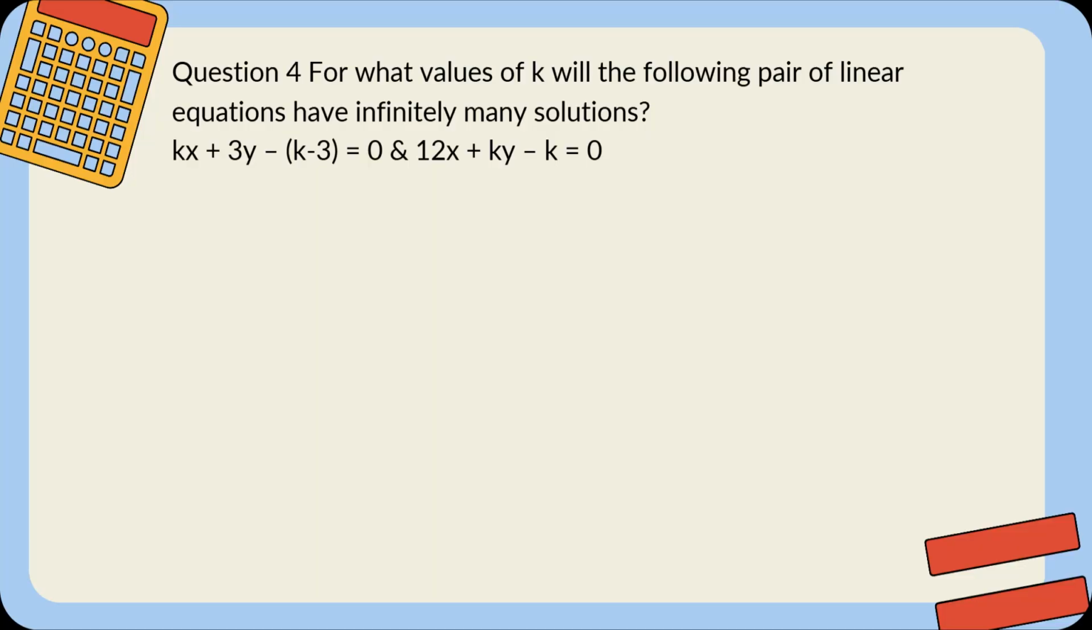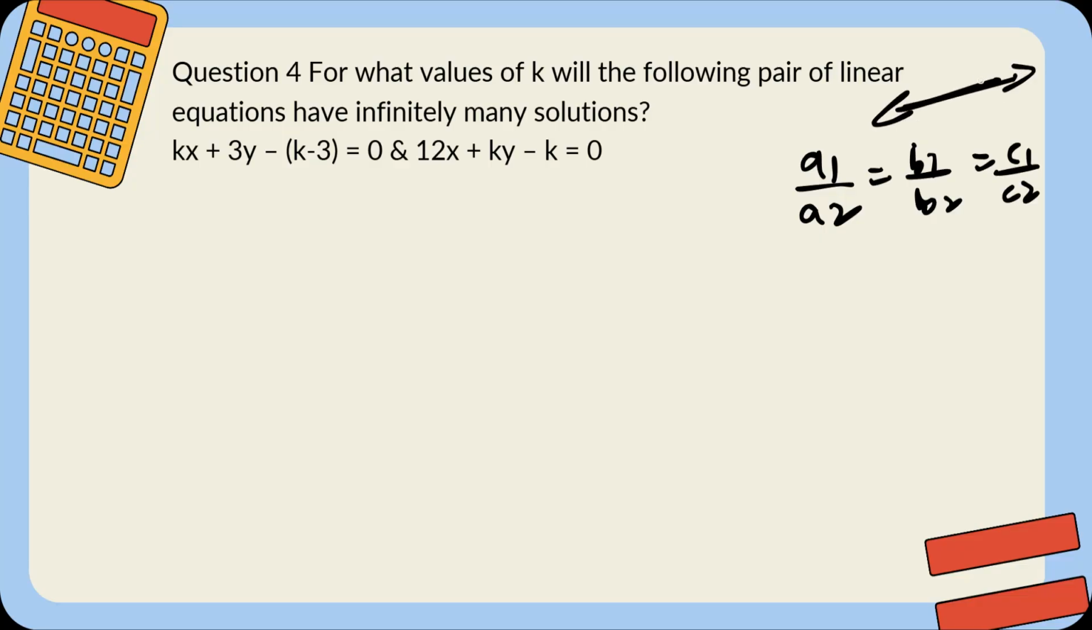For what values of k will the following pair of linear equations have infinitely many solutions? For infinitely many solutions, we'll write a1 by a2 is equal to b1 by b2 is equal to c1 by c2, correct? This is when infinitely many solutions happen. That means the lines will overlap, correct?